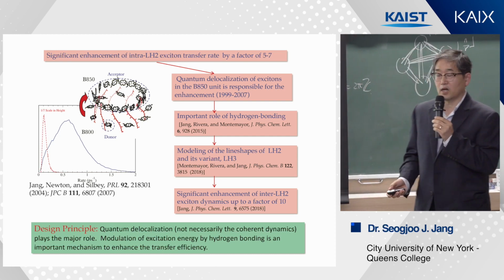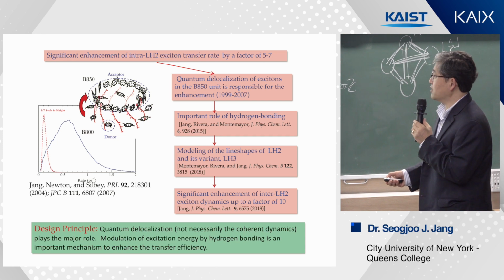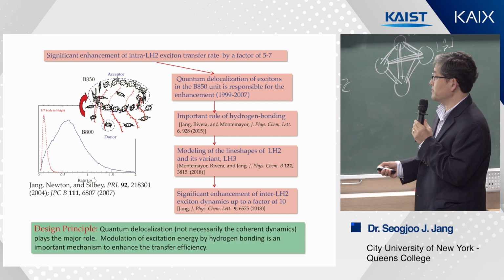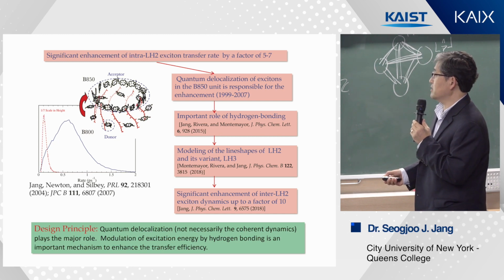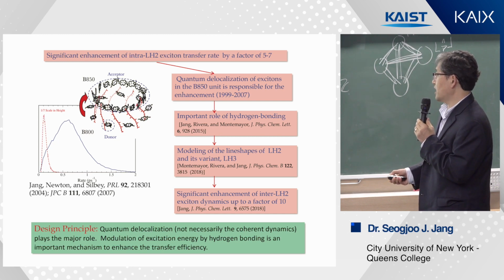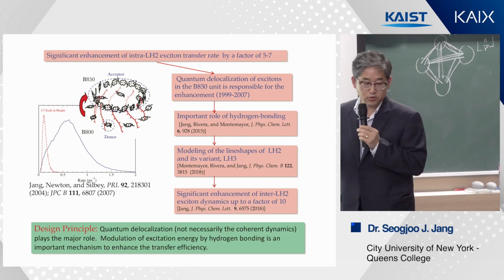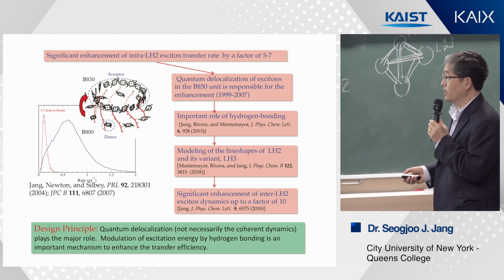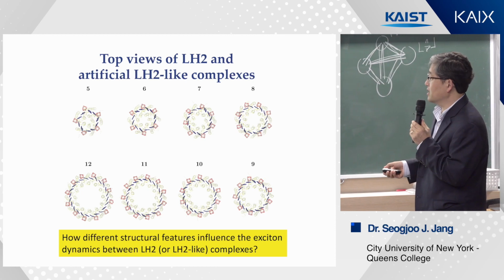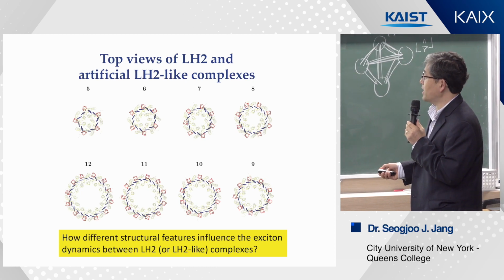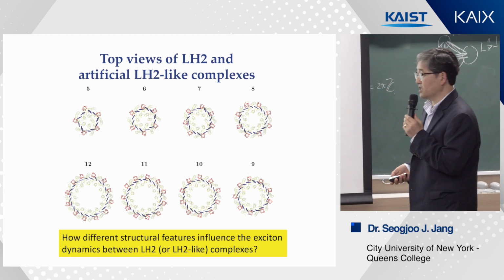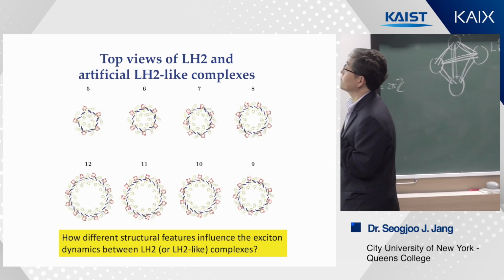So overall, the design principle that we are able to identify was that because excitons are delocalized quantum mechanically, they are able to help modulate the excitation energy. I mean, they make the exciton transport very robust. They become less sensitive to the disorder. But another interesting twist is that there is also an important role played by hydrogen bonding, because it also modulates the excitation energy.